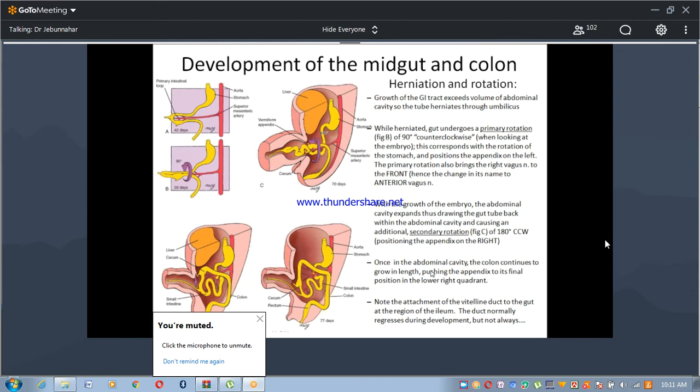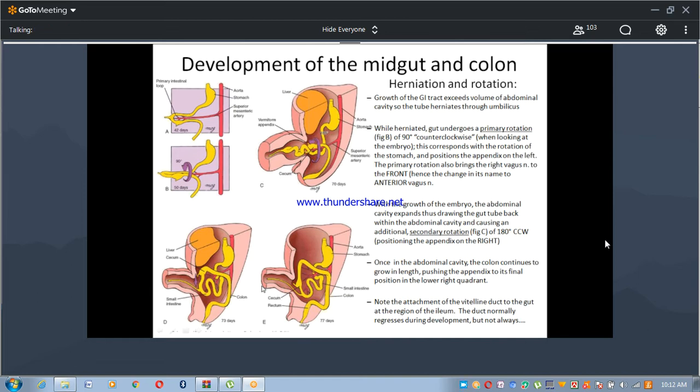Once in the abdominal cavity, the colon continues to grow in length, pushing the appendix to its final position in the lower right quadrant. So, in the final rotation, the growth of the colon pushes the appendix to its final position, the right lower quadrant. Here, the appendix is again positioned in the right lower quadrant.